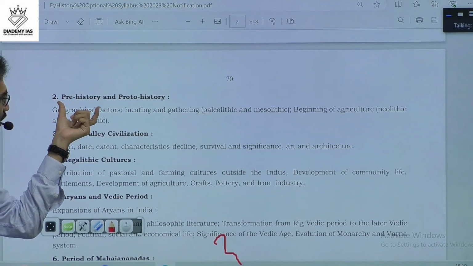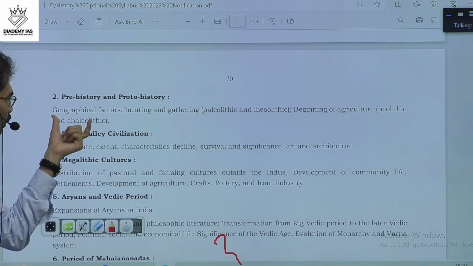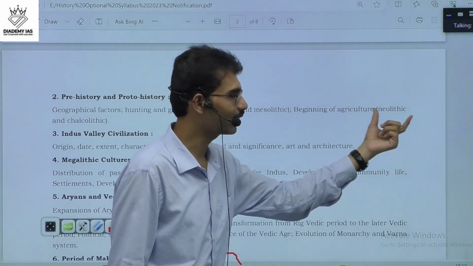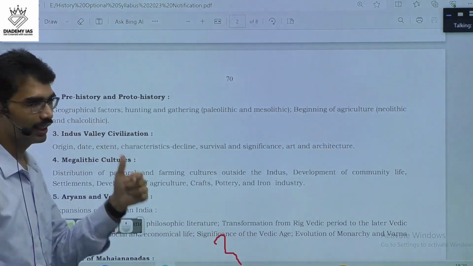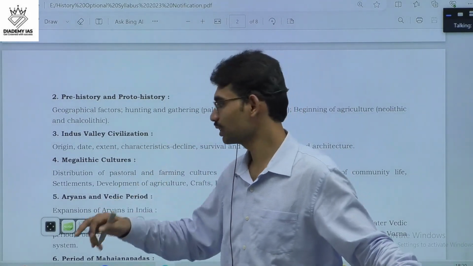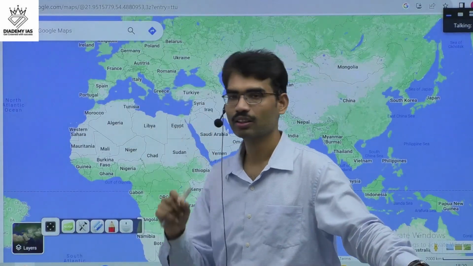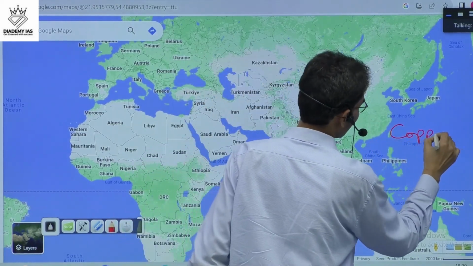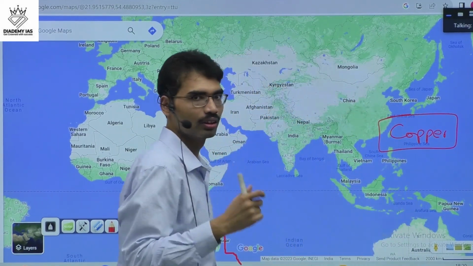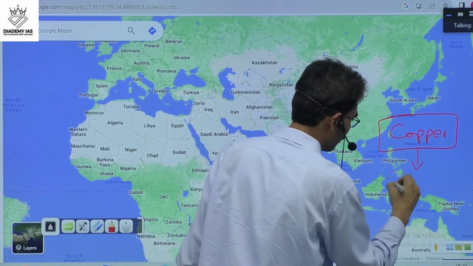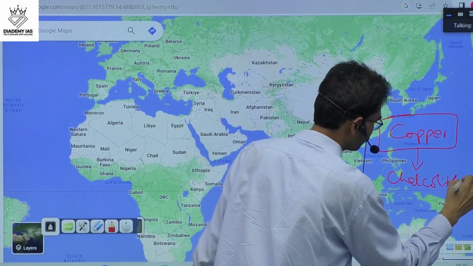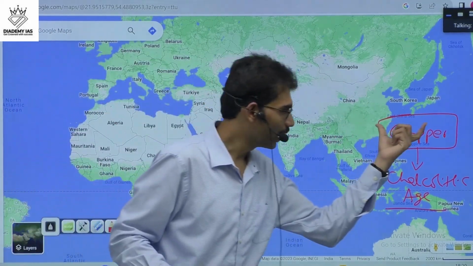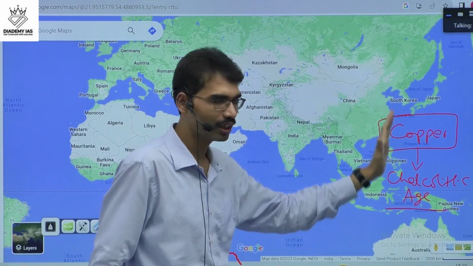Now, you see, prehistory and proto-history. Geographical factors, hunting and gathering, Paleolithic, Mesolithic, and beginning of agriculture, that is Neolithic. Later, not only people started using the stones, but they also started using the metal. First metal they identified as the copper. The people who started using copper, we call them Chalcolithic. And that particular time period we call Chalcolithic age. And this was also included as part of our syllabus.